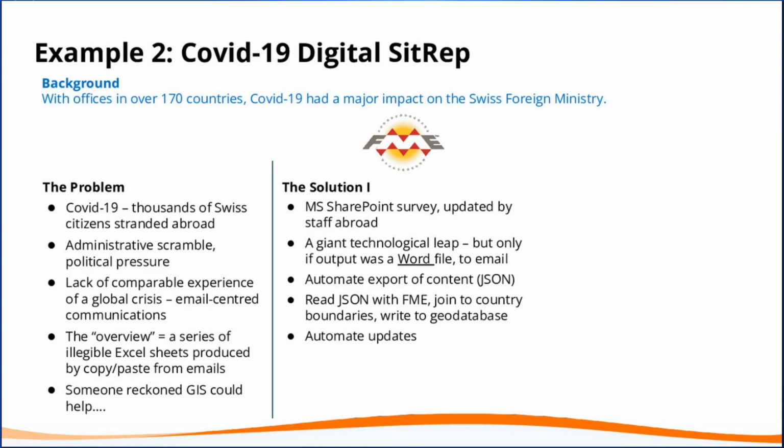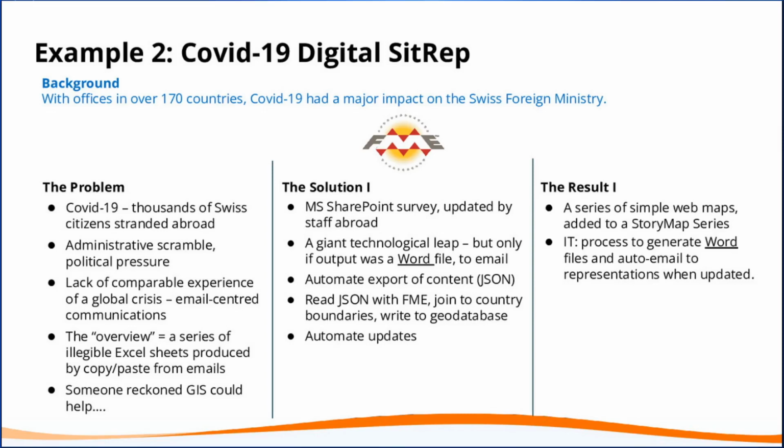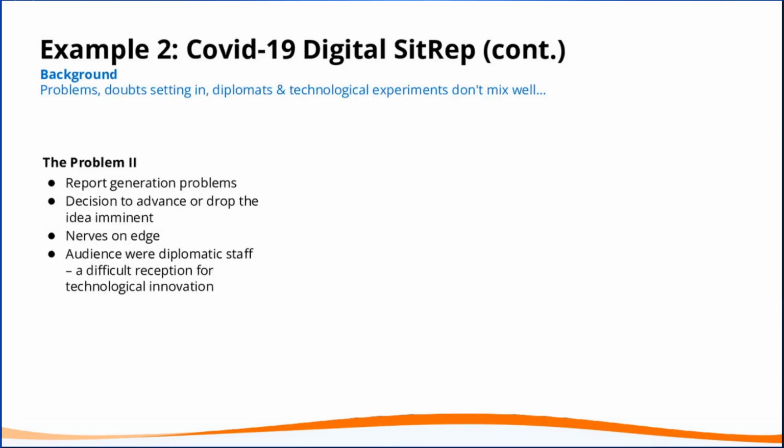The IT were very supportive of the whole thing. So the result was a series of web maps, which were added to a story map series, and IT produced reports and automated emailing using Qlik and NPrinting. Well, that was the theory, shall we say.